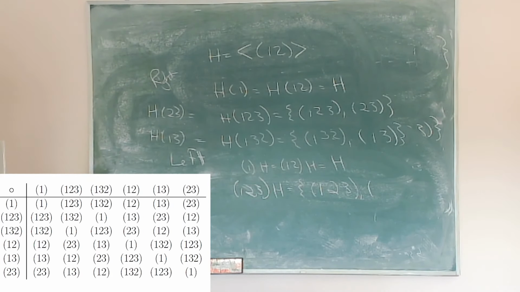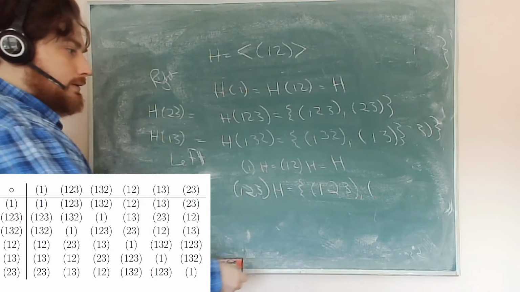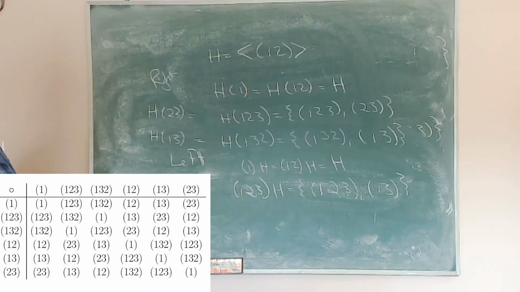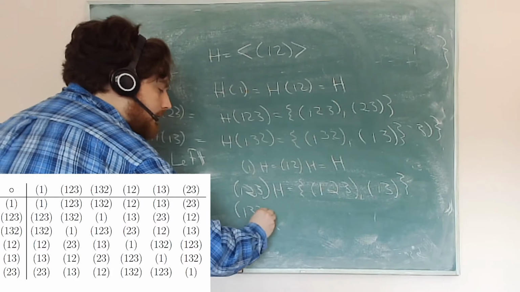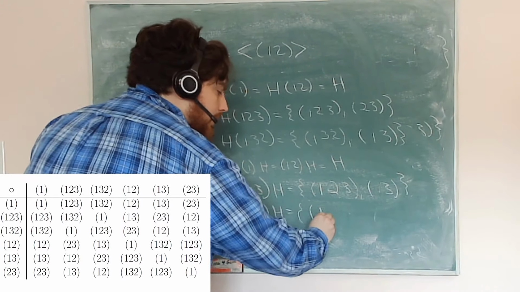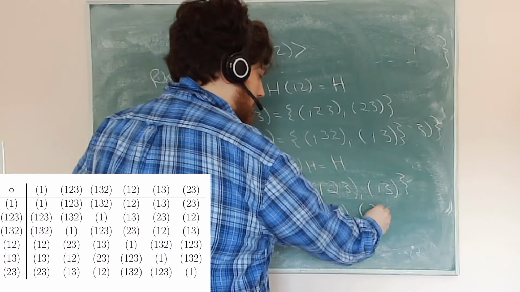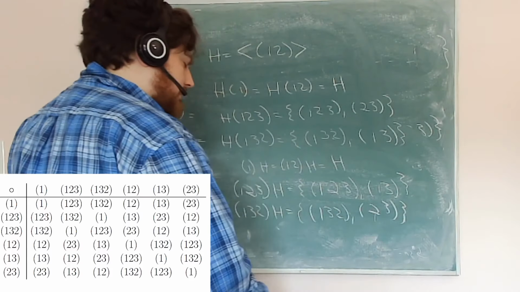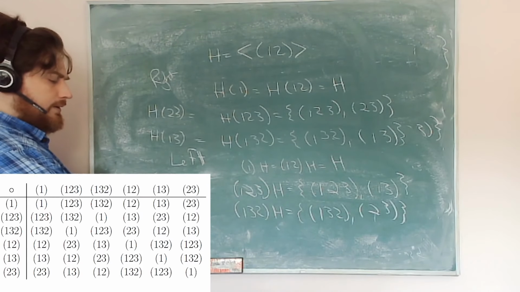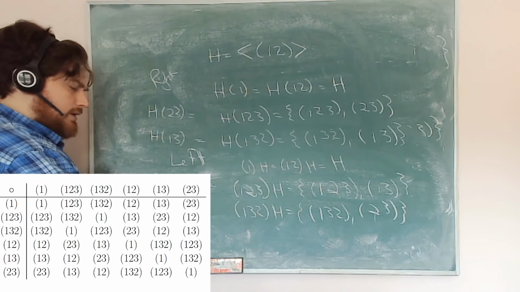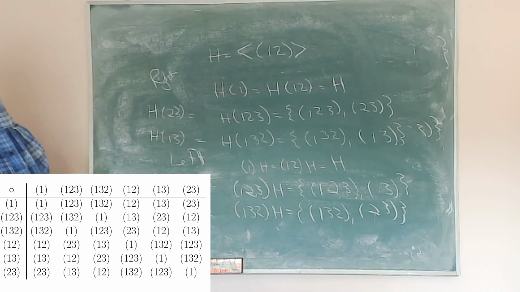So I'm reading off my Cayley table here. So that would be row 2, column 4, which is just (1 3). And then if I read off (1 3 2)H, it's going to be (1 3 2) and (2 3). And actually, if I find (1 3)H, it'll be (1 2 3)H. And (2 3)H is going to be (1 3 2)H. And so those would be the left cosets.